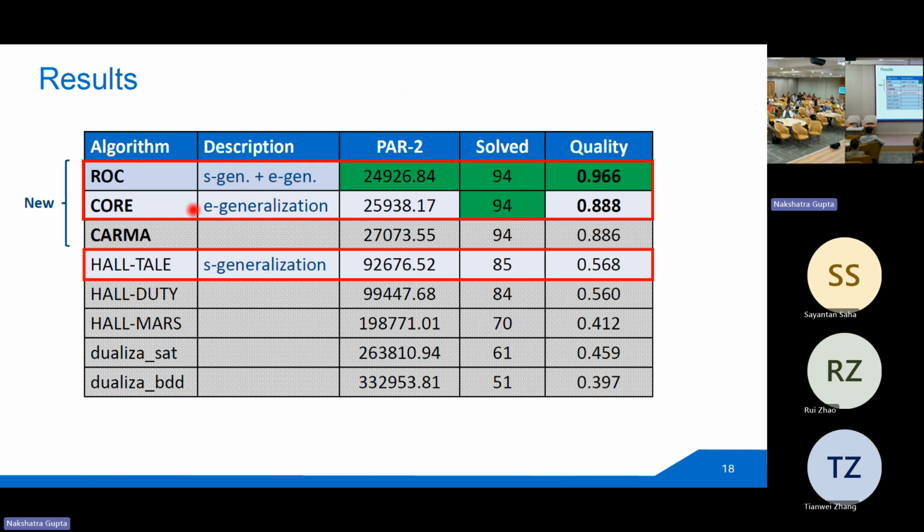Now let's take a look at ROC. So ROC is the combination of tail and core. So actually, core is taking generalization of tail, and on top of that, running generalization of core. So it's the combination of satisfying and intelligent generalization. So even though the par-2 score and the number of solved instances here are pretty much the same, in terms of quality, ROC outperforms core. So when we combine satisfying and intelligent generalization, we manage to get the best result.